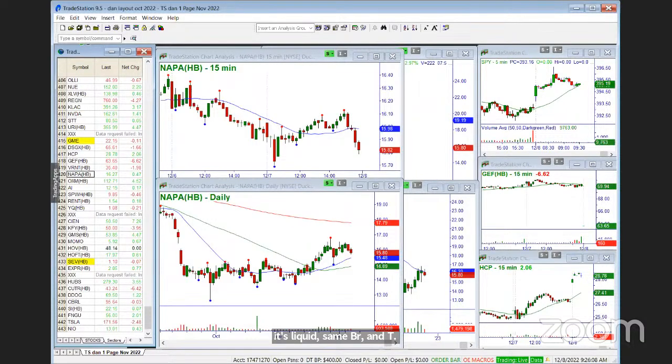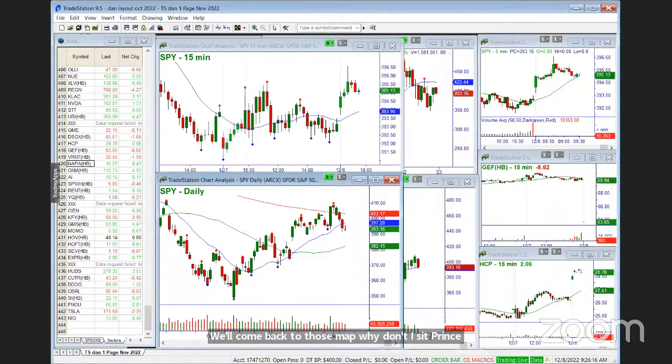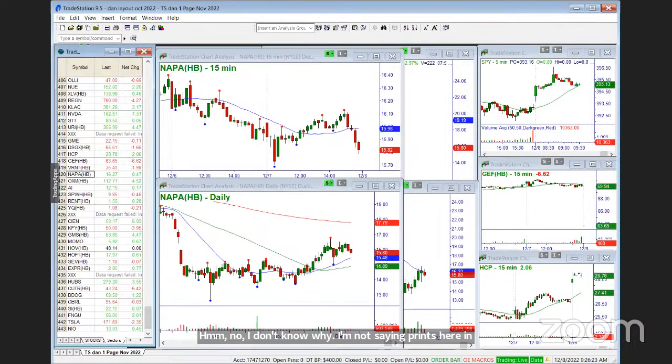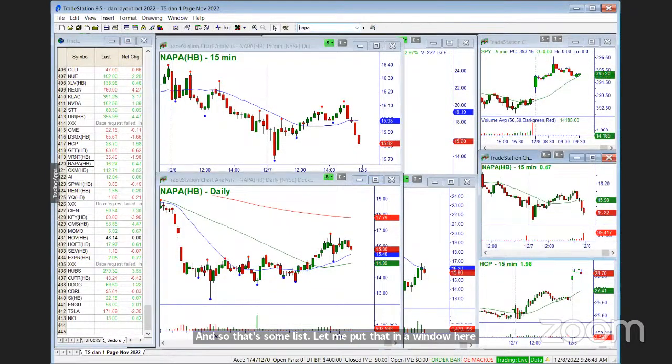Napa. Why don't I see prints? Did I lose... No. I don't know why I'm not seeing prints here in Napa. All right, so if it is gap in the 1627, then that's a beautiful 30-minute long. And so that's on the list. Let me put that in a window here. Napa.